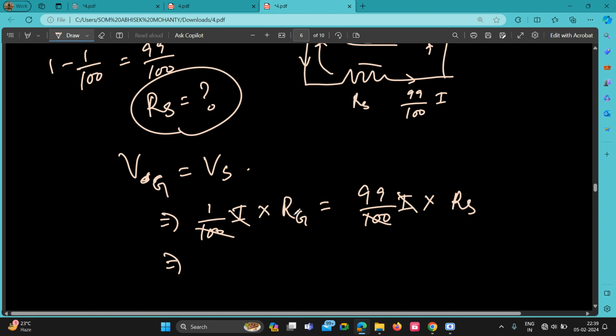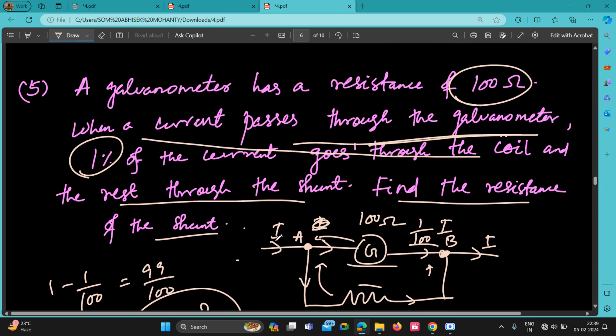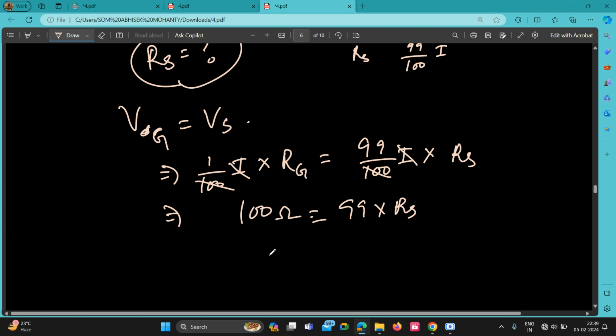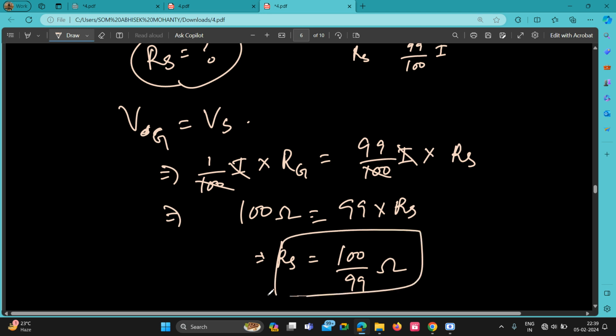I cancelled out. RG, the resistance of galvanometer, is 100 ohm. So 100 ohm is equal to 99 into RS. So RS is how much? RS is 100 by 99 ohm. Okay, 100 by 99, that will be the answer. Is it alright? Is it clear?